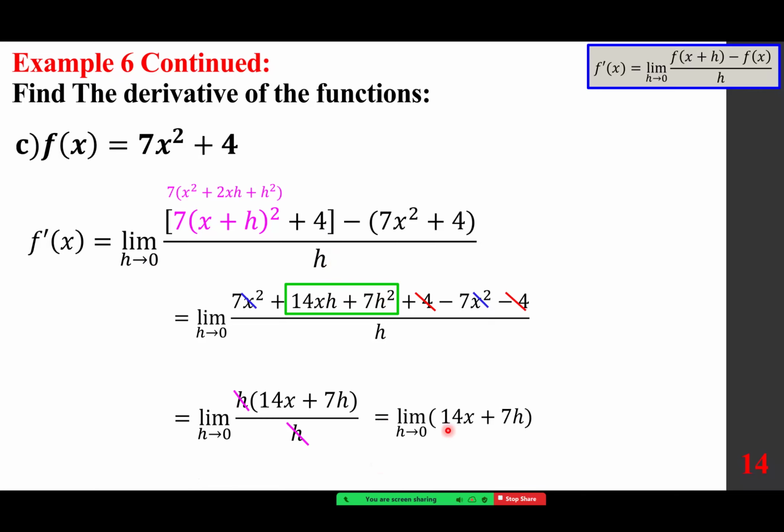So at this point, here's what you get: the limit of 14x plus 7h as h approaches 0. If you didn't write the limit here and you said, I want to simplify this expression, I get to this point and I get to this point, it's fine. But over here, you must have the lim sign. And here's the reason. Because of the limit as h approaches 0, now you can replace it. If you don't have that, 14x plus 7h remains 14x plus 7h. With the limit, you replace it and you get 14x, and that's your final answer.